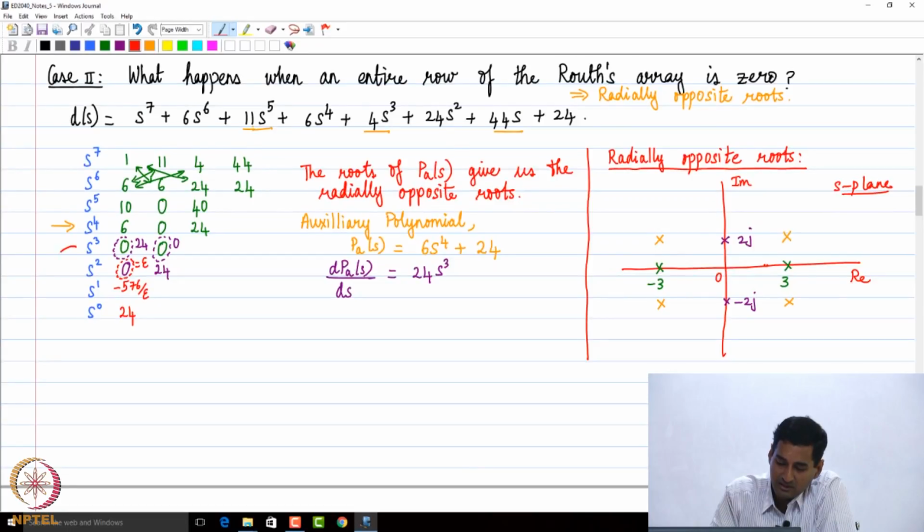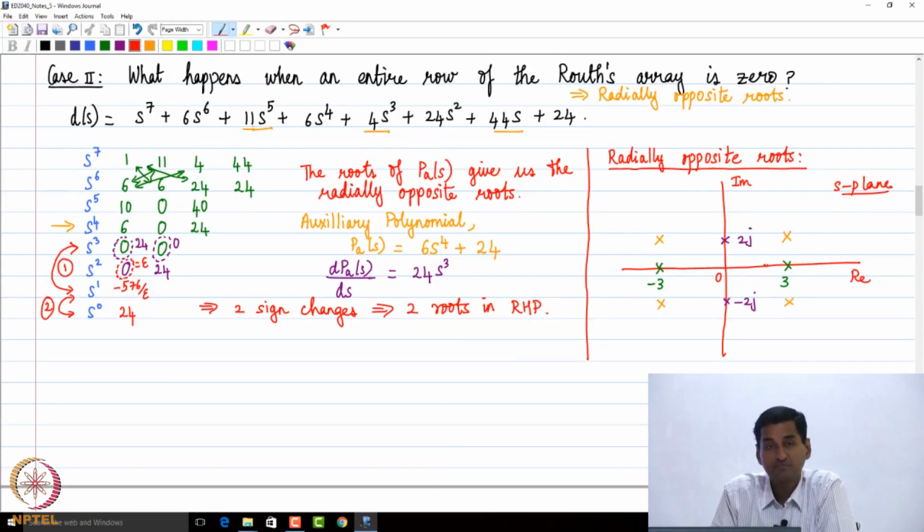So from here to here is one sign change, and from here to here is another sign change, from minus 576 by epsilon to 24. So this implies that there are two sign changes, which implies that there are two roots in the right half plane, okay.